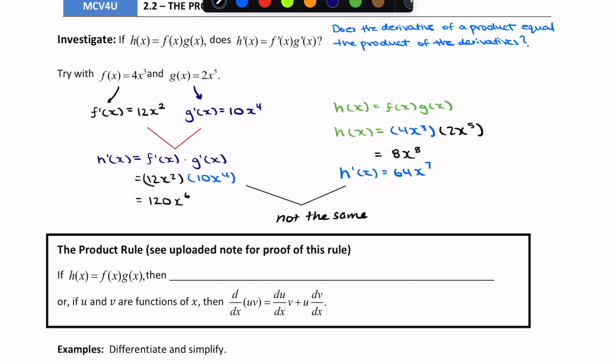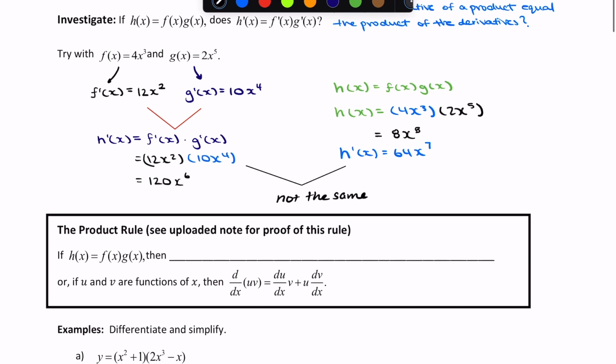Okay, so here, the product rule that we're looking at: for h of x equal to f of x times g of x, then h prime of x will be equal to f prime of x times g of x, plus f of x times g prime of x. So again, to repeat, the product rule is h prime of x is equal to f prime of x times g of x plus f of x times g prime of x.